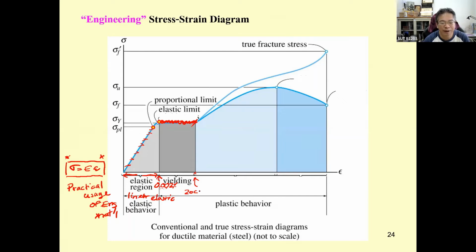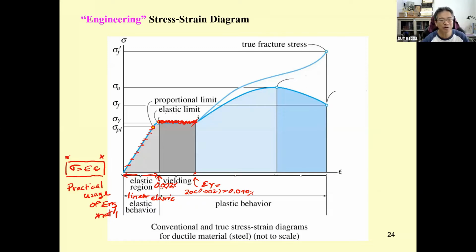So 20 times 0.002, that is going to be 0.040. That is large. That's why we set the strain at the end of this yielding region as the yielding strain.